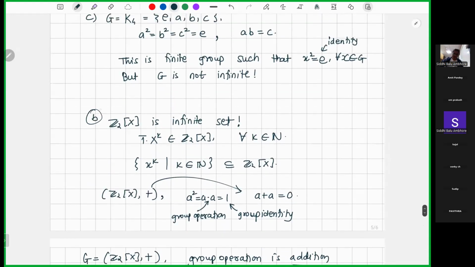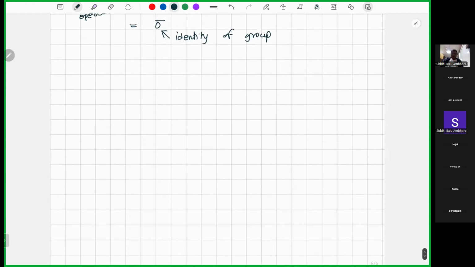This is P again explained. And now question 3, I guess. If you have any doubt, please ask, okay? In the chat or unmute yourself. Otherwise, I will move to the next question.